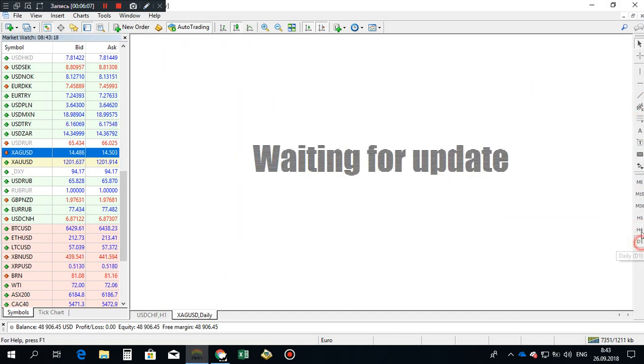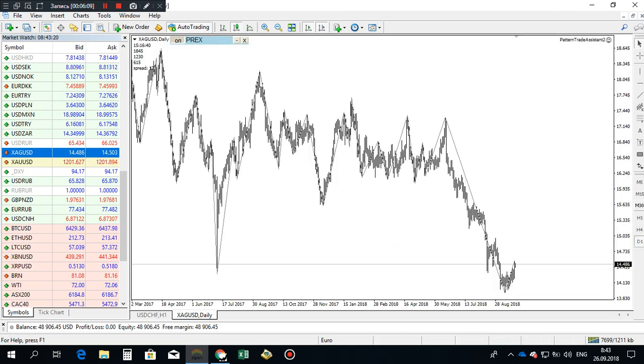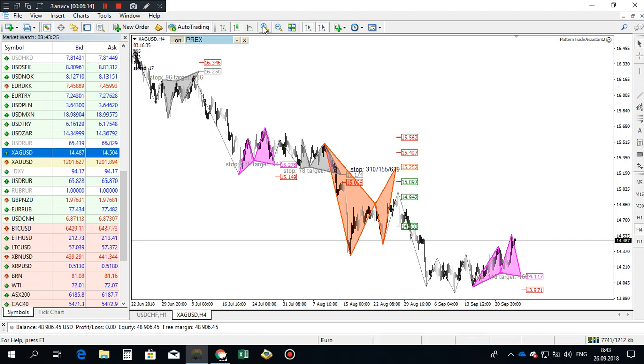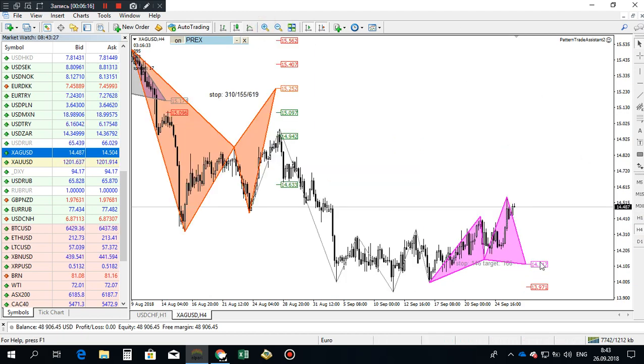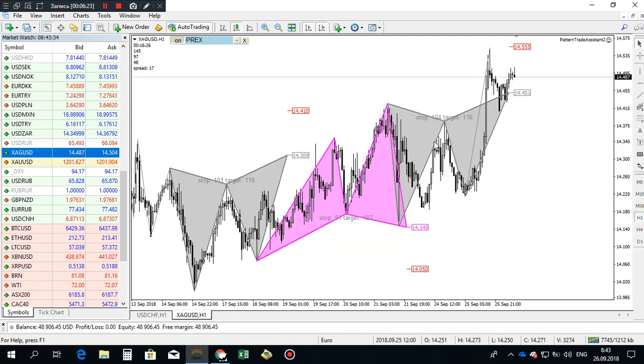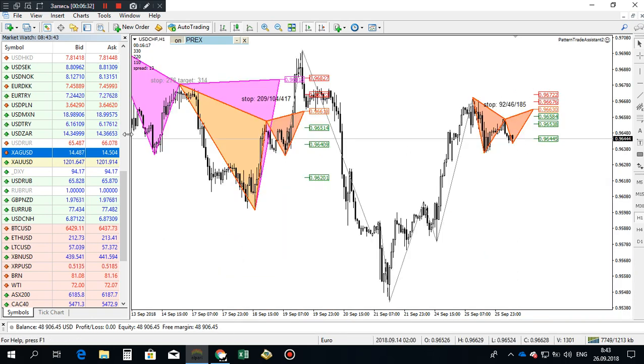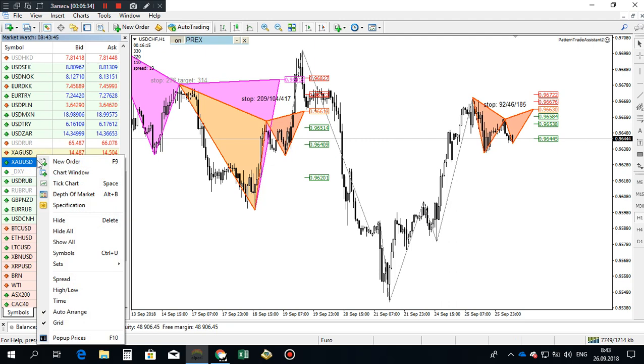Okay, let me upload this, download the data. So what we have on 4 hour, a potential cipher pattern if it moves lower, only if it moves lower. Well, that's it. Daily 1 hour is showing a wonderful consolidation period with multiple patterns, so just great to trade in. As for gold, Aurum is gold.